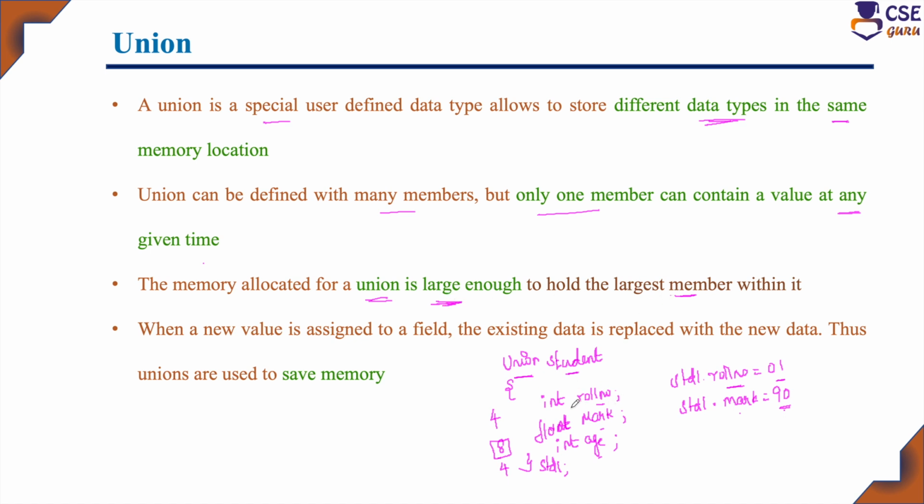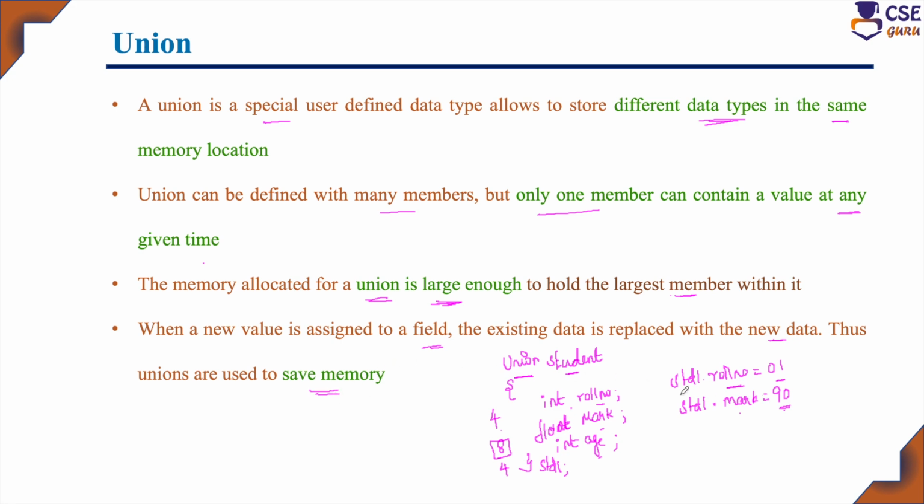When you are storing roll number, it will be stored with 4 bytes only. When you are storing mark, it is a floating point data type, so it requires 8 bytes. So right from the start, when it allocates the memory, it allocates it for the largest member, the member which requires the largest memory, so that any member can store the data in that memory location. And when a new value is assigned to a field, the existing data is replaced with the new data. Thus unions are used to save memory.